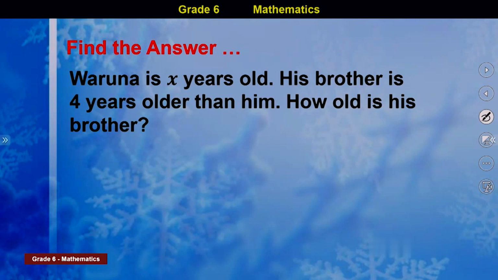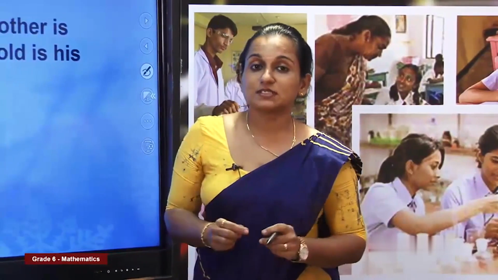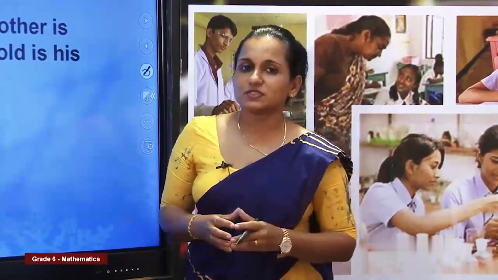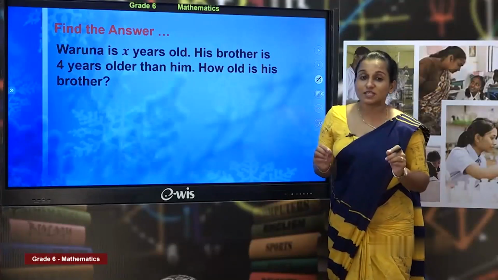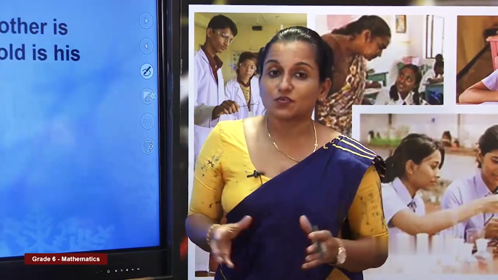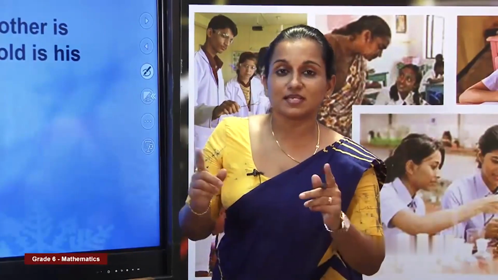I'll read the question first. Varuna is X years old. His brother is 4 years older than him. How old is his brother? Now children, can you see Varuna's age is given as an algebraic symbol? Then what can you say about his brother's age? Yes, his brother's age should be an algebraic expression. Then how do we build up an algebraic expression using this information? Let's see.